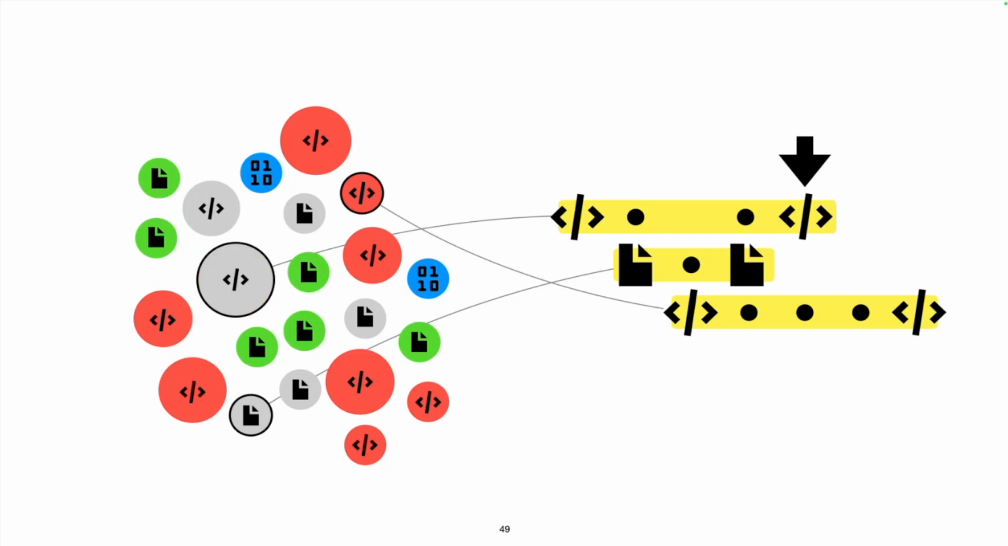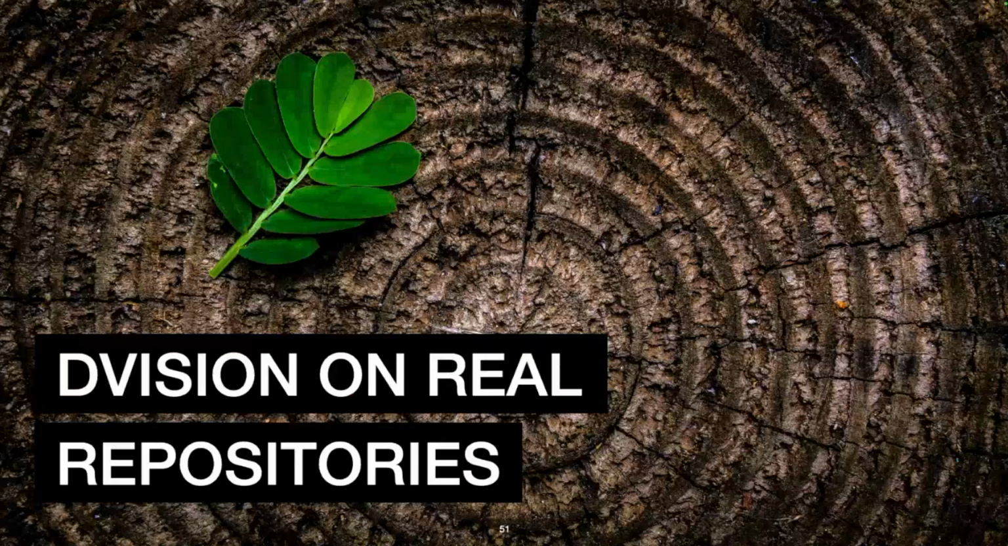This one is also gone. And then we continue on through the evolution. Now, that was just a simple example. We can apply this to real repositories and see what happens, see what information we can gather.